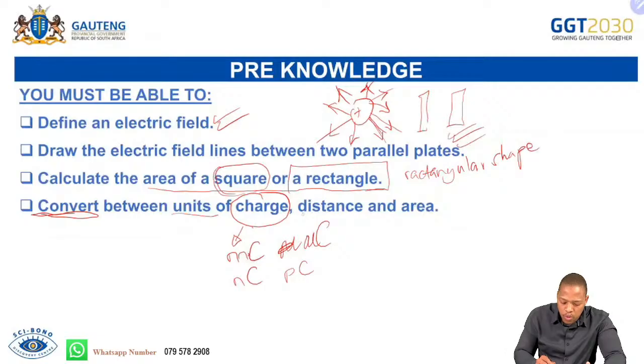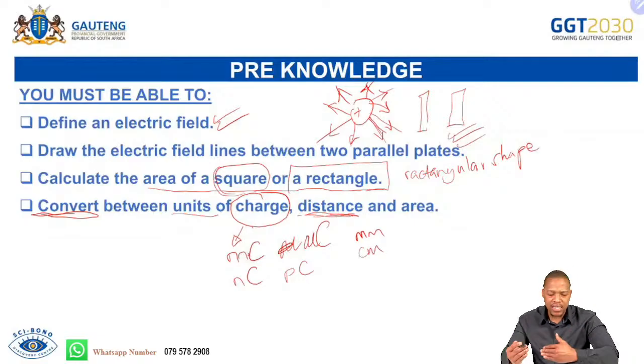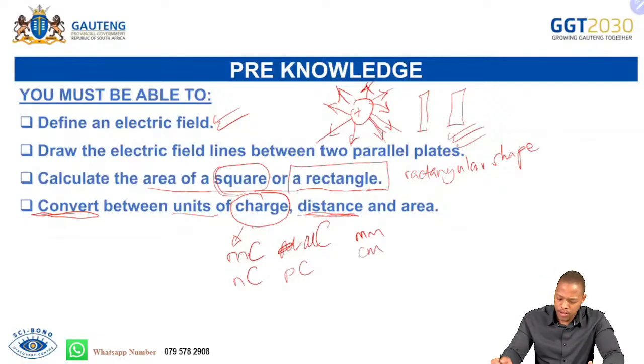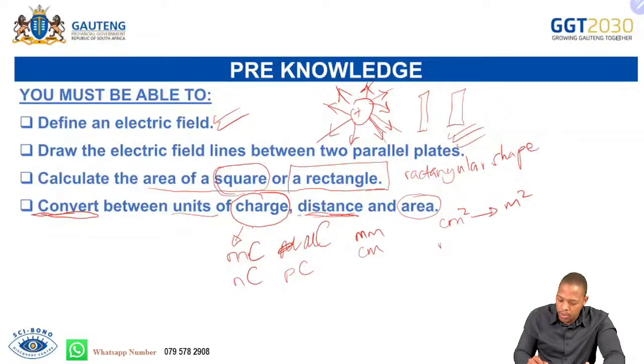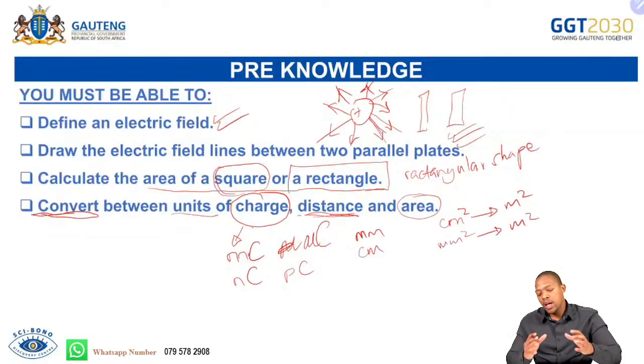Are you able to convert between the units of distance, where you'll be talking millimeters, maybe centimeters as well? Most of the time, we'll be talking millimeters and centimeters. Are you able to convert between those units? And are you also able to convert between the units of area? To say, are you able to go from square centimeters to square meters? Are you able to go from square millimeters to square meters? Those things are some of the things that can actually help us.